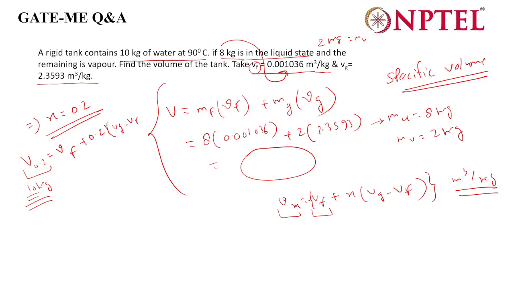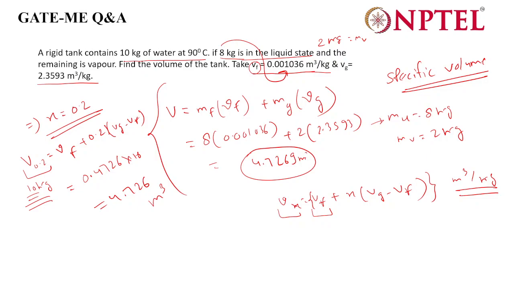So has anyone solved this way? How much is it coming? Yes, sir, 4.726. No, just the specific value: 0.4726. Okay, so multiplied by 10, it will become 4.726 meter cube. Anyone solved this way? Just multiply this and let me know. Both answers are the same, sir. 4.7269.